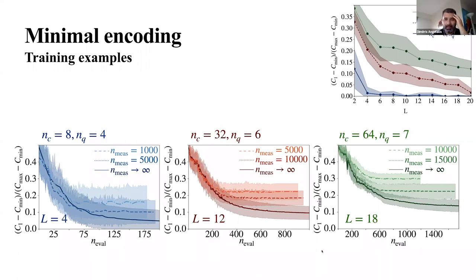Marc, just a quick question here. What do you mean by training here? And the other thing: you say that you take an infinite amount of measurements, which means the perfect experiment, and you can measure 5,000 or 10,000 times. How does that compare to what experiments are doing, the state of the art?